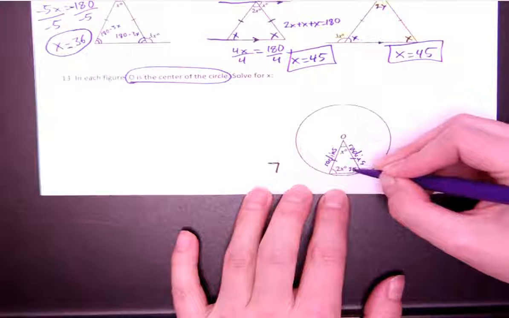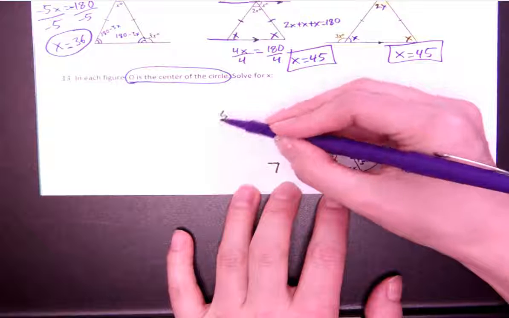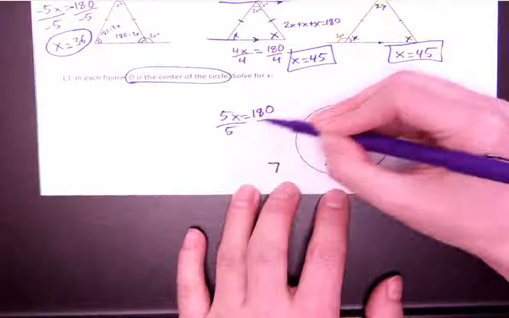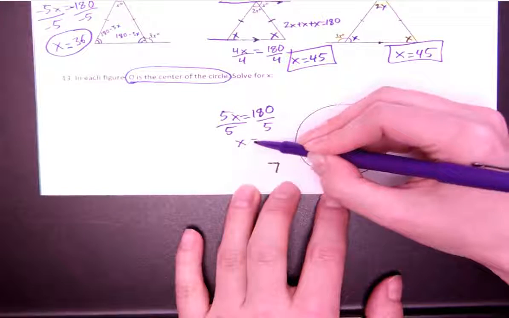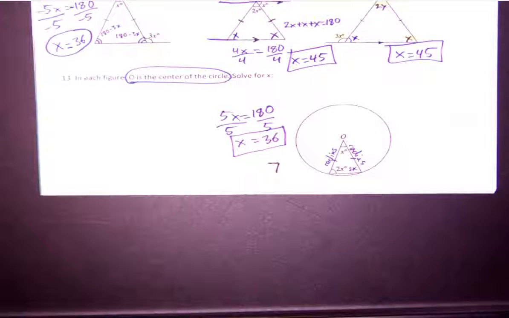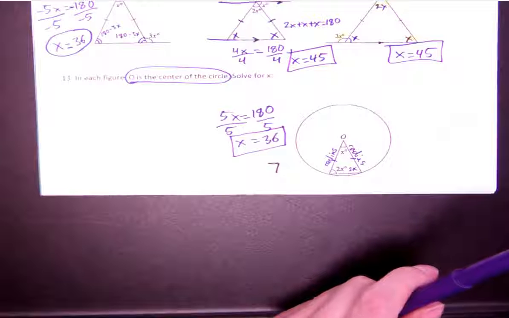So this is 2x, 2x, and x, so that gives me 5x equals 180. We already did that division. What's it equal? 36. Okay, so that's the end of our notes.